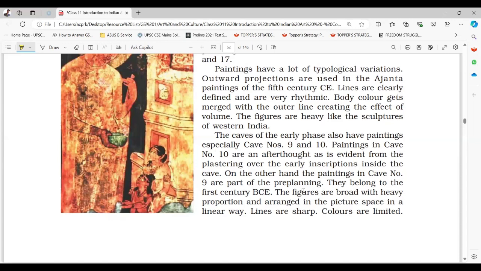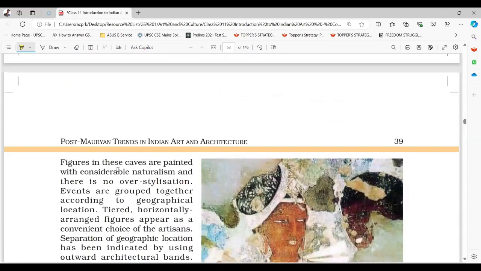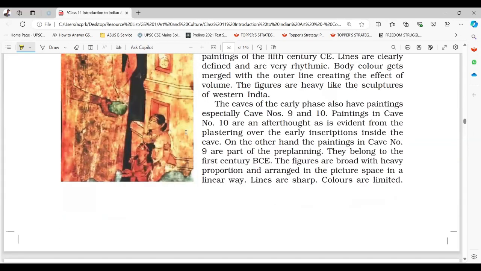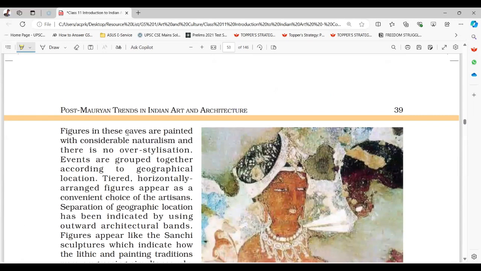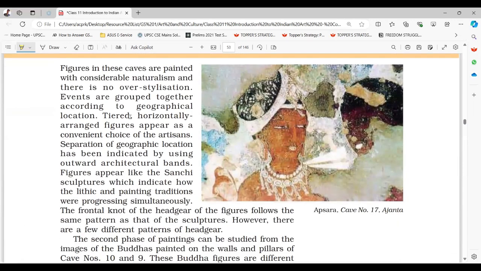The figures are broad with heavy proportion and arranged in the picture space in a linear way. Lines are sharp, colors are limited. Figures in these caves are painted with considerable naturalism, and there is no over stylization. Events are grouped together according to the geographical location.